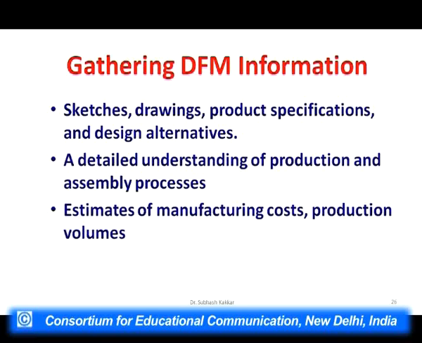because when we manufacture, then we have to assemble the product also. Manufacturing process along with the assembly process is given. Then one is clear about the product, how to manufacture and assemble it, how much time will be there to manufacture it, how much time to be used in assembling the product. Estimates of manufacturing costs, production volumes should also be given.